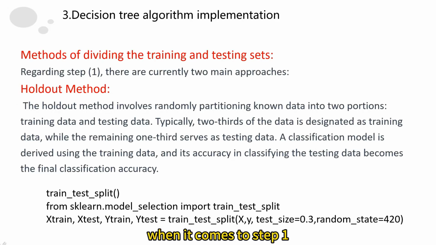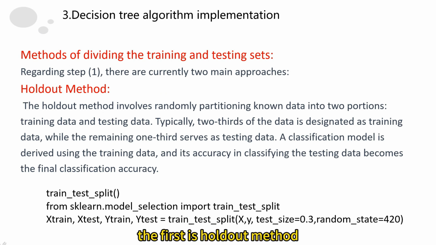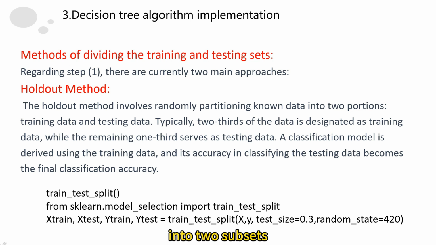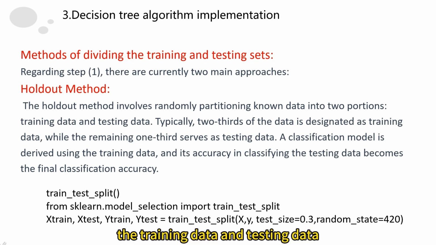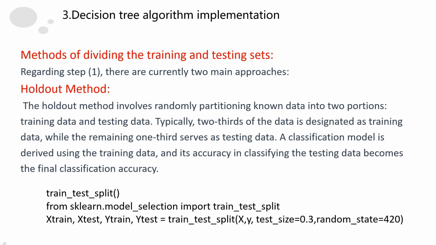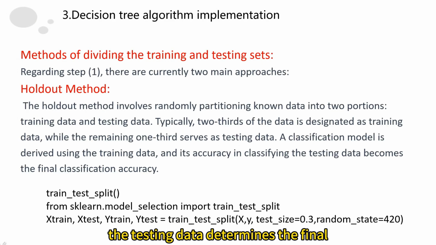When it comes to step 1, there are presently two primary methods. The first is the holdout method. The holdout method entails randomly dividing the known data into two subsets, the training data and the testing data. Usually, about 2/3 of the data is allocated for training, while the remaining 1/3 is set aside for testing. A classification model is built using the training data, and its performance in classifying the testing data determines the final classification accuracy.